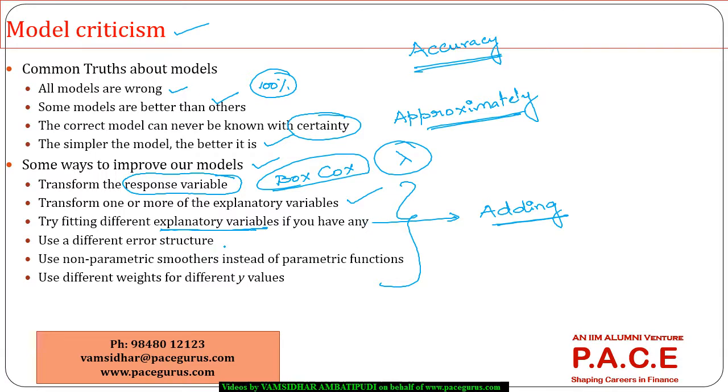Then a different error structure. There are different ways of looking at the errors. Earlier we were talking about the least squares kind of error. Then we can also talk about log likelihood. Log likelihood could be the mechanism associated with the error structure. If required, I can change the error structure and use a different error structure to improve my model.